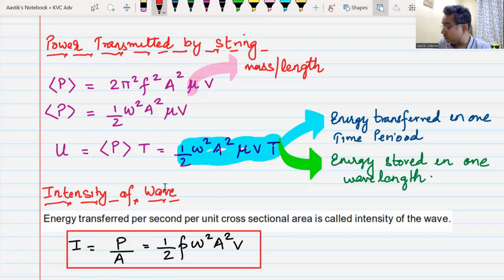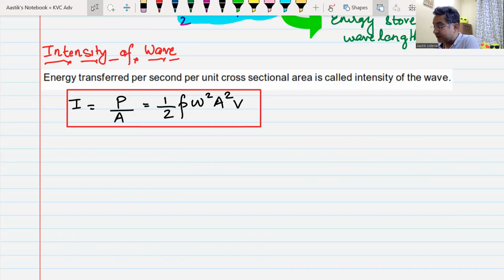Now we can see on what all factors this intensity depends, and this is going to come in the entire chapter on waves, whether it is wave optics or any other. Remember this: intensity is directly proportional to rho, the density of the medium. Therefore, it depends on the medium on which the wave is traveling. Yes or no? Yes, sir.